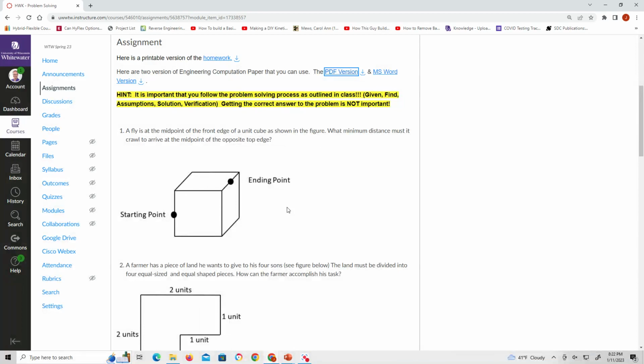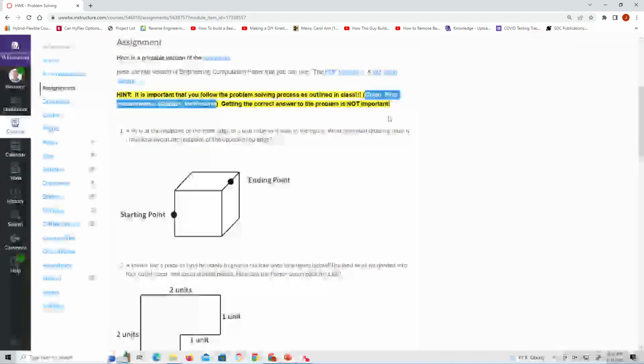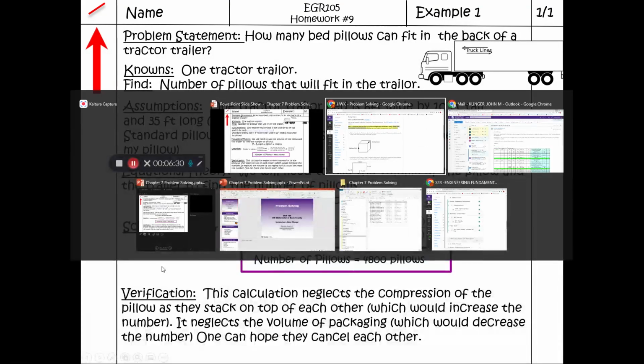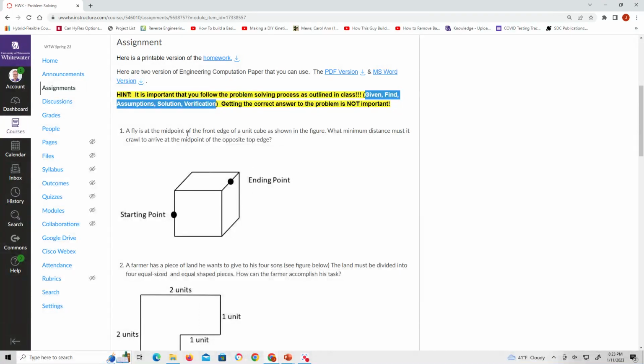And remember, when solving these 3 problems, the important thing is that I want you to do the givens, the finds, the assumptions, the solutions, and the verification. I don't care if you get the problem wrong for this homework set. I want you to follow this procedure as we laid out here: givens, finds, assumptions, equations or solutions, and verification, right? Box in your answer. That's what I'm looking for. What the actual answer is, I don't care.